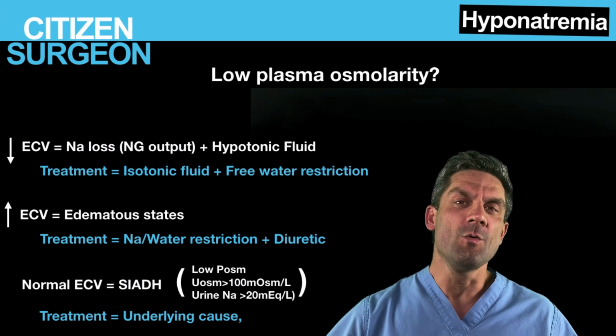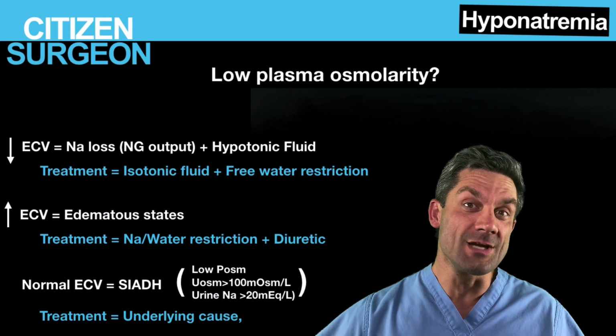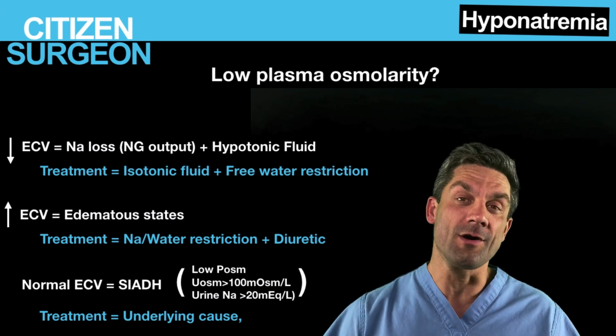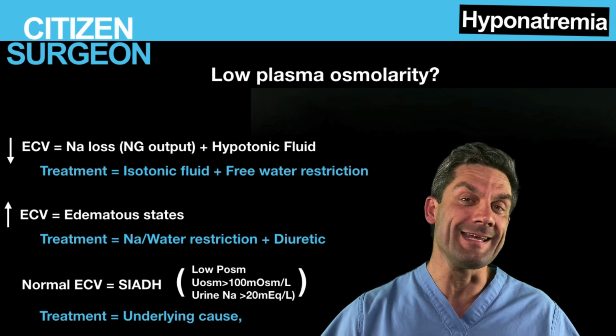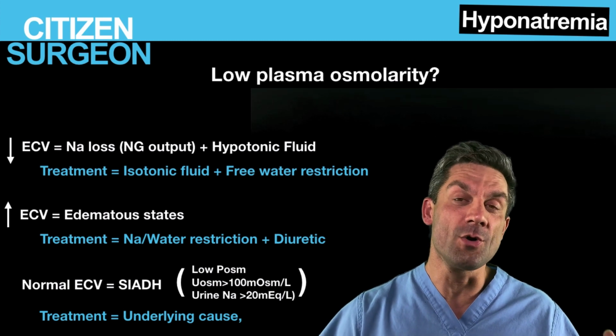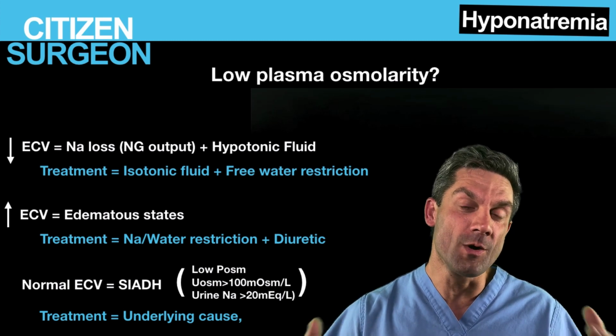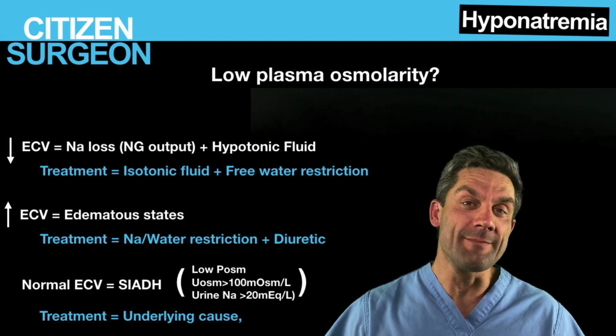And then finally, what if you have a normal extracellular volume? You're not hypovolemic or hypervolemic. This is the case in SIADH, or syndrome of inappropriate antidiuretic hormone. So how do you diagnose that? You diagnose that by having three things.